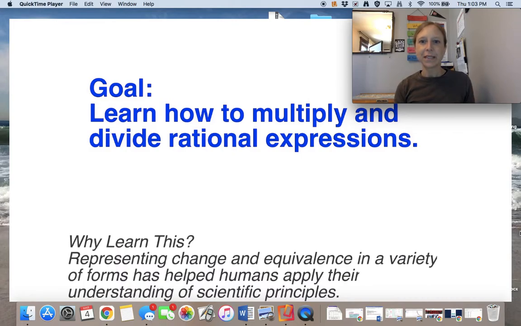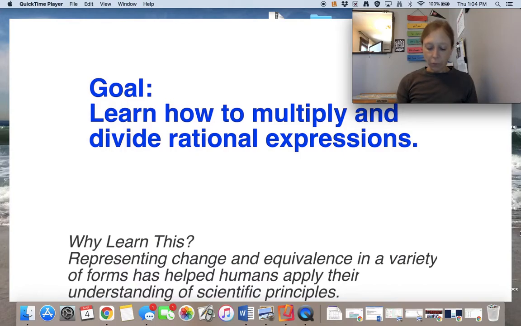Hi, Algebra 2 students. We're going to start a new chapter this week about rational expressions, and we'll be doing lots of reviewing about things that you've learned in the past and applying them to these expressions. So why learn this? Representing change and equivalence in a variety of forms has helped humans apply their understanding of scientific principles. As we're learning this, you're going to notice we're kind of away from a lot of word problems, because these are skills that you need in calculus in order to solve those higher level word problems.